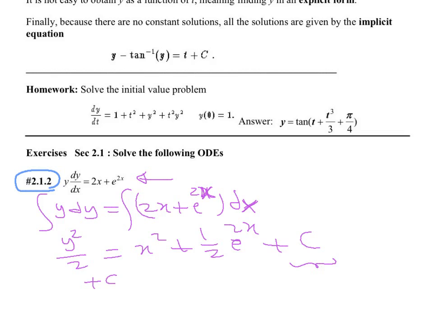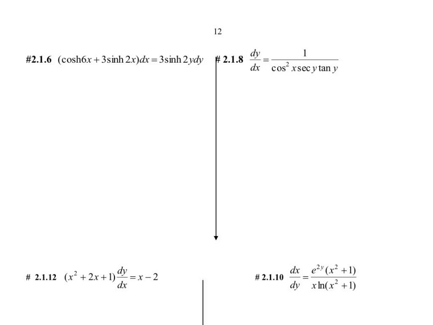Actually, if you put c here and c on the other side, this c will come to this side and you're going to have c1 plus c2, which is another c. So there is no need to put a c on both sides. It's enough to put a c on one side. So here are some exercises of section 2.1.